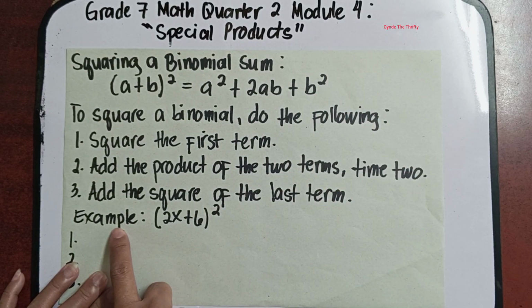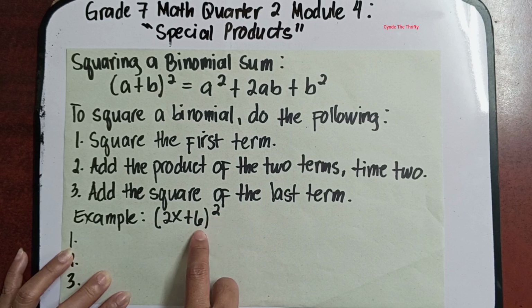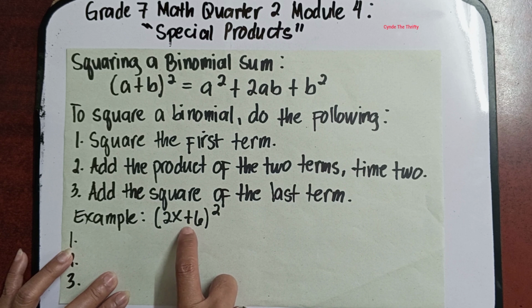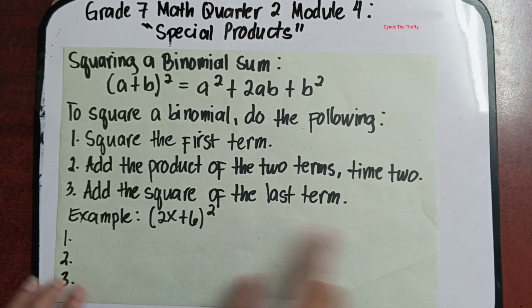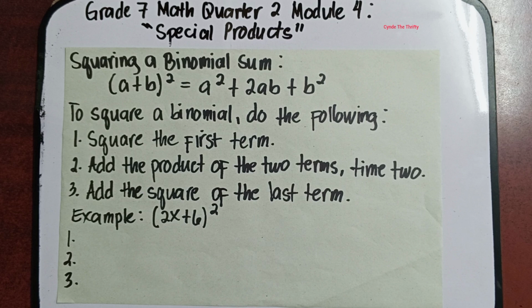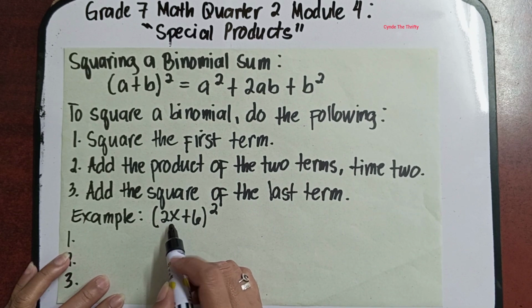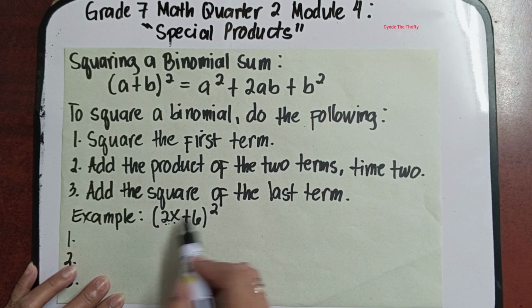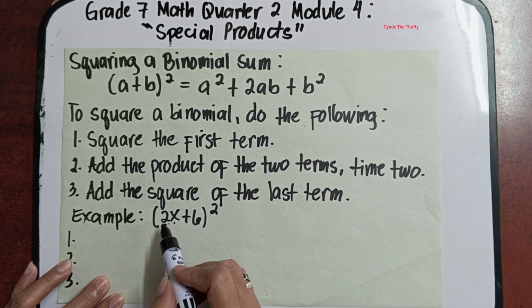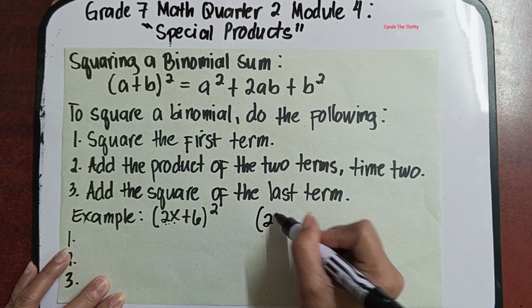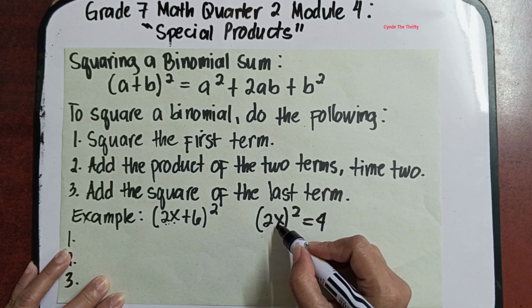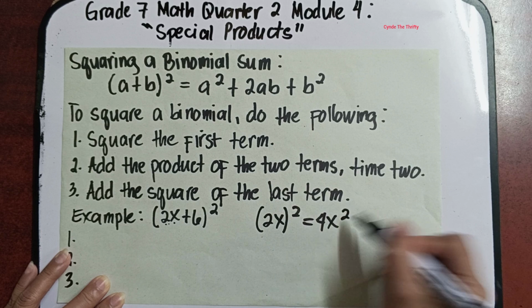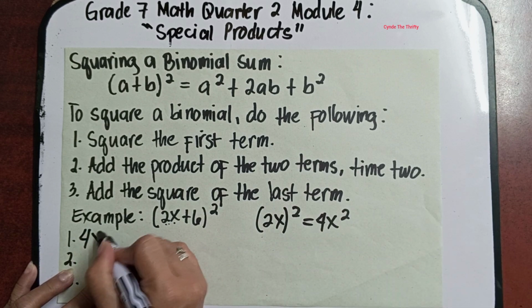Meron tayong example dito, 2x plus 6 squared. This is squaring a binomial sum kasi sum ang nandito or addition. So ngayon isolve na natin siya. First, square natin ang ating first term. Ang first term natin is 2x. Kapag squared natin si 2x, 2 squared is 4, then x squared is x squared. So, ang sagot natin sa number 1 is 4x squared.